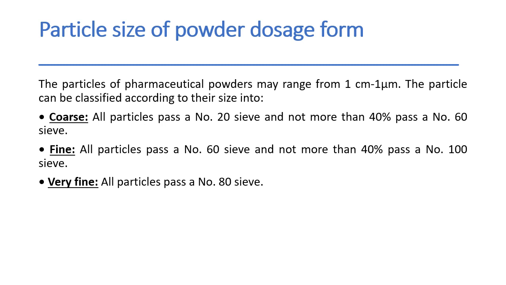The other class is the fine powder, where all the particles pass a number 60 sieve and not more than 40% pass a number 100 sieve. The final class is very fine powder, where all the particles pass a number 80 sieve.